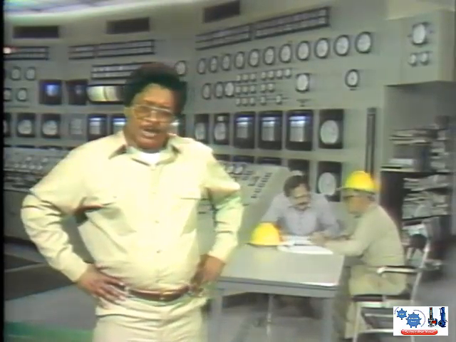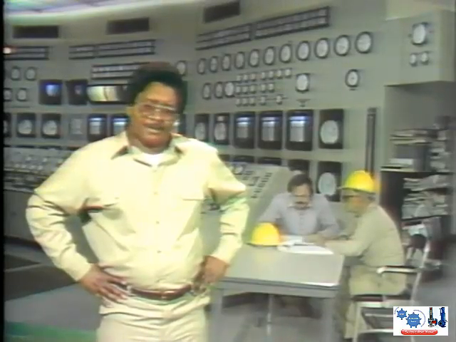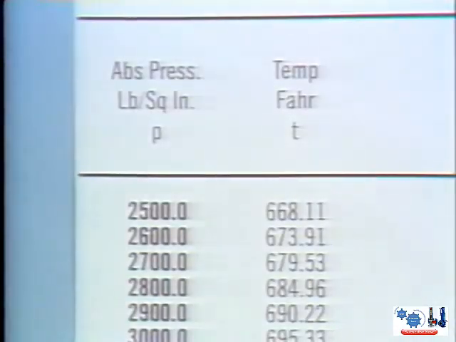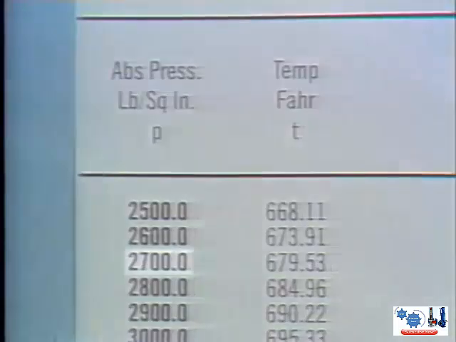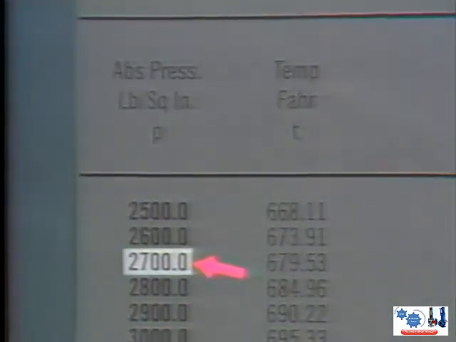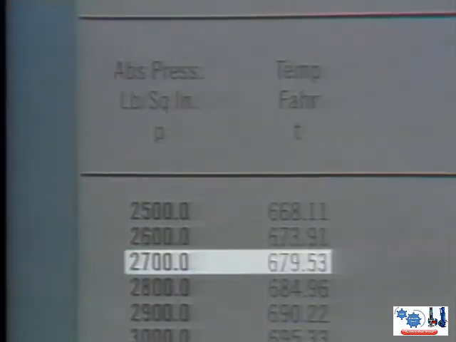For this example, we'll use the conditions at the outlet of a typical boiler drum. Steam leaves the boiler drum at about 2700 psia. Now we know that saturation conditions exist in the boiler drum, so what we need to find is the temperature of the steam. The easiest way to find this is to use Table 2. Looking down the absolute pressure column in Table 2, we find exactly 2700 psia, so we won't have to make any calculations.